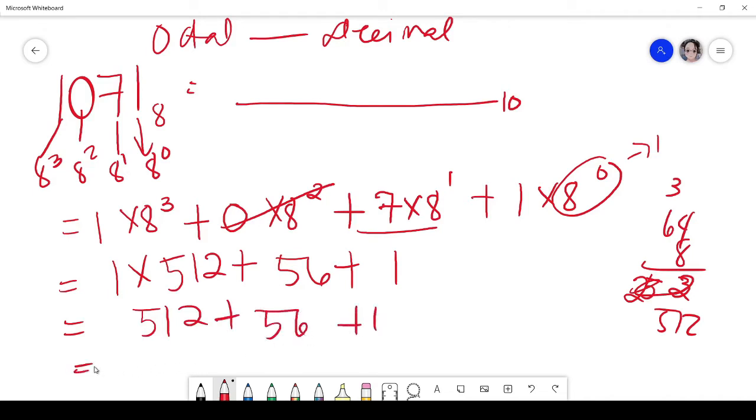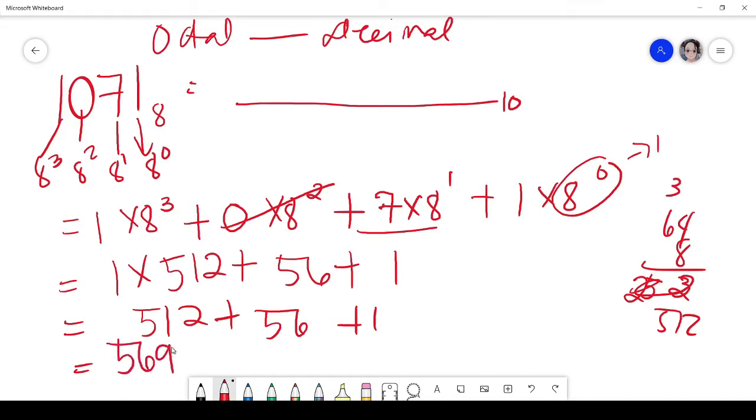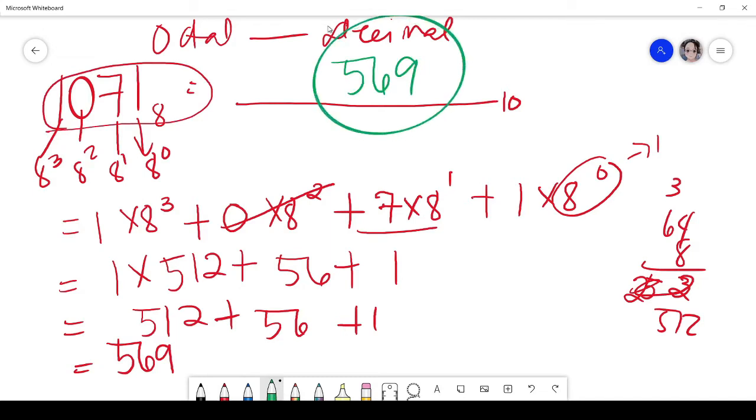Let's sum it up. Let's calculate 512 plus 56 plus 1. So the answer is 569. You already have the value of the given number in decimal. The answer is 569.